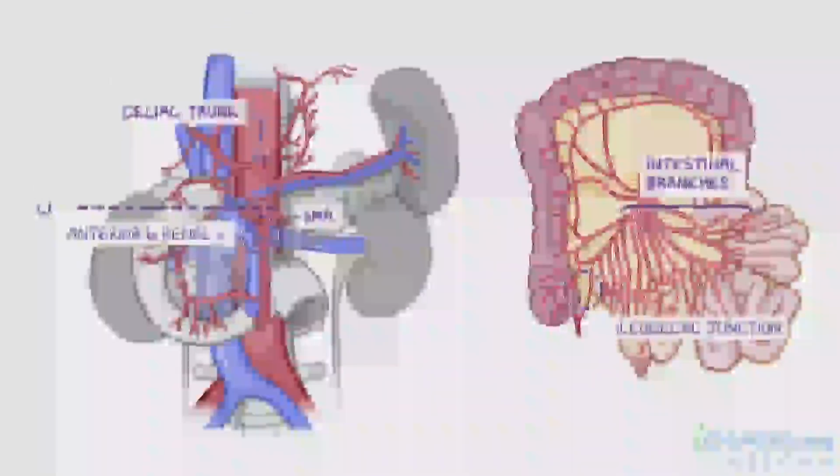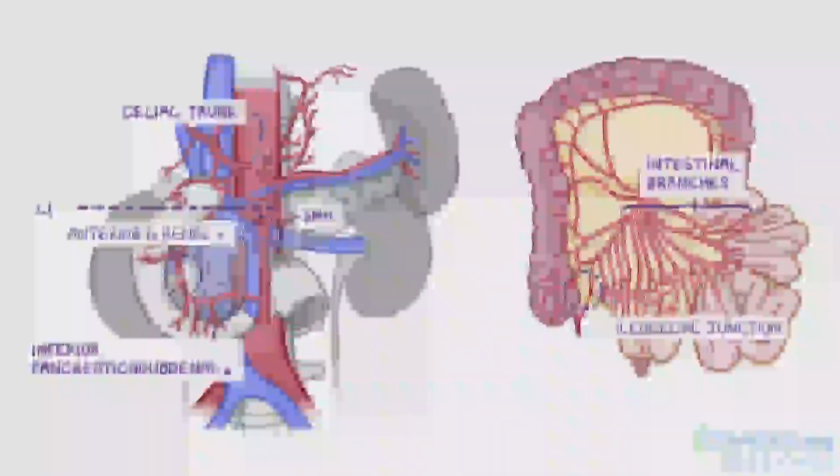The SMA runs through the layers of the mesentery and goes towards the ileocecal junction in the right lower quadrant, giving many intestinal branches along the way. The first one is usually the inferior pancreatico-duodenal artery that gives anterior and posterior branches to the duodenum and anastomose with the anterior and posterior branches of the superior pancreatico-duodenal artery of the celiac trunk.